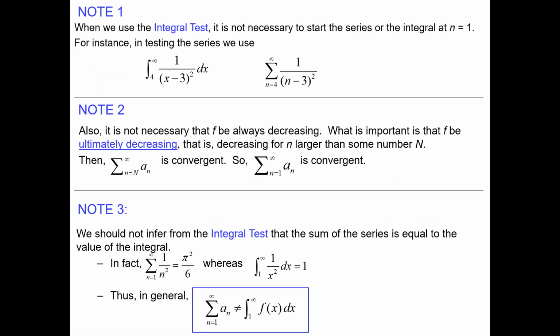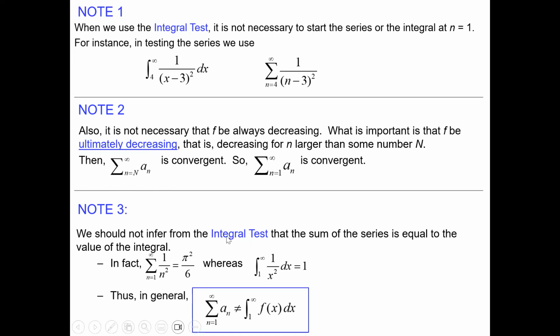And I have a couple of notes. We may use the integral test even if we're not starting from 1 but from a different value. It's fine because we're looking at the behavior at infinity. We may skip a finite number of terms at the beginning, from 1 to 4, from 1 to 40, it doesn't matter. Note 2 also talks about this, because we need a decreasing function. If the function is ultimately decreasing, meaning from some point, not from the beginning, not from 1, it's also fine because dropping a finite number of terms does not affect infinity.